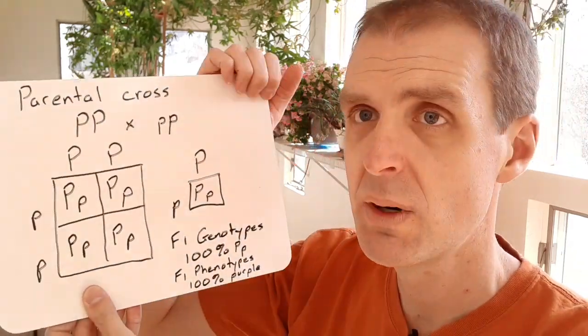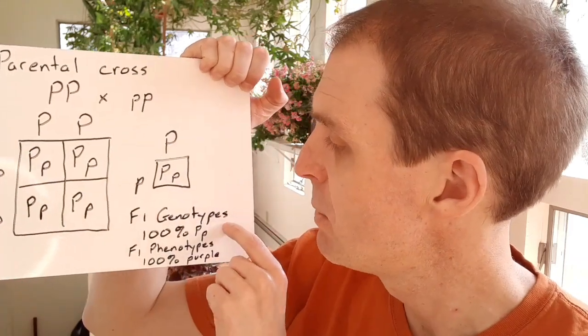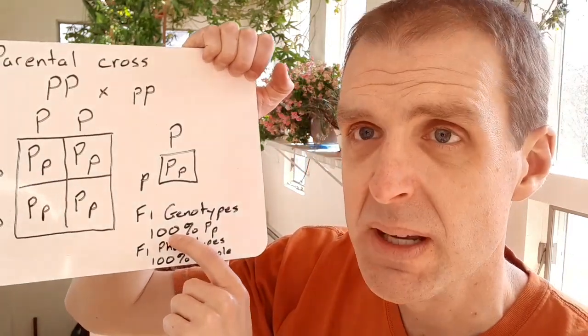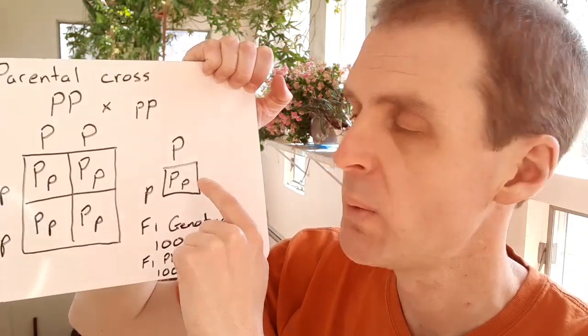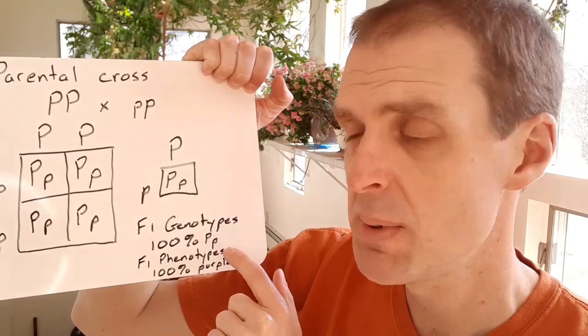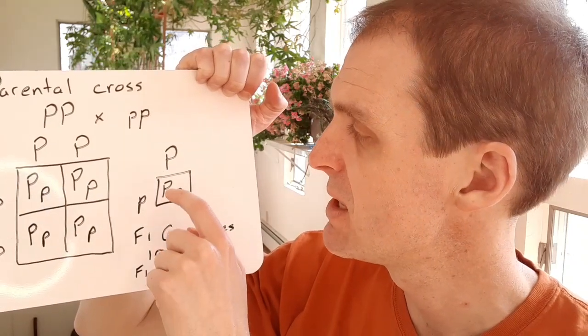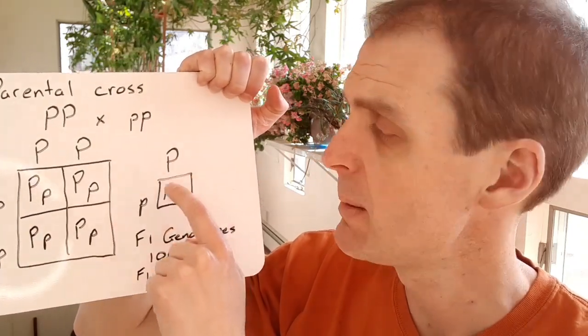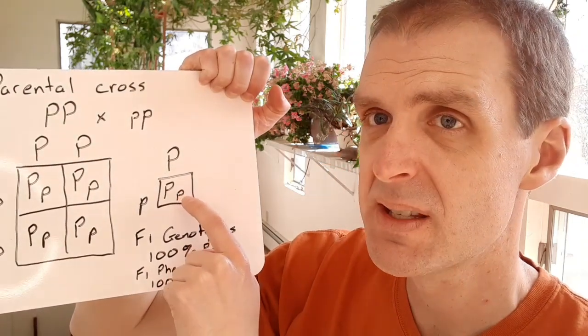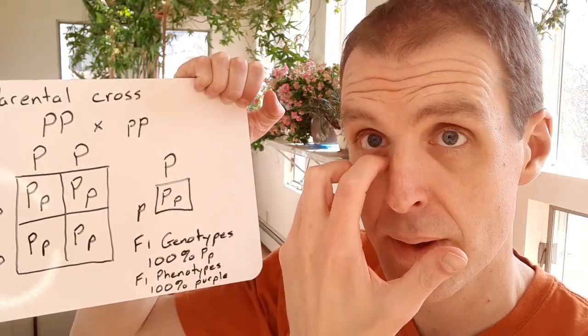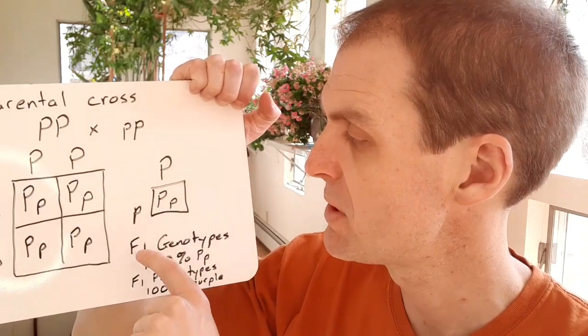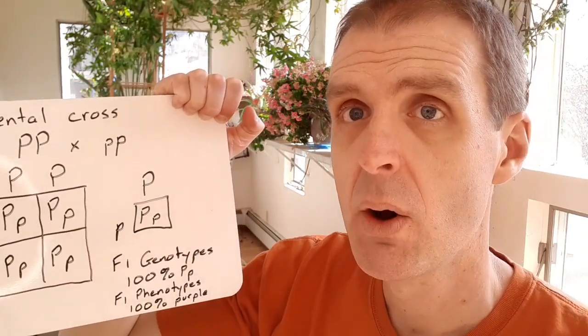So then the new words that we're going to come to right now: the genotype is going to be 100%, 4 for 4, or 1 out of 1, capital P, lowercase p. And then the phenotype is 100% purple, because the capital P is dominant, the purple is dominant to the white. And so these plants, the F1 generation, as we call it after the parental generation, are all going to be heterozygous, capital P, lowercase p, and they're all going to make purple flowers. So that generation was called the F1 generation.